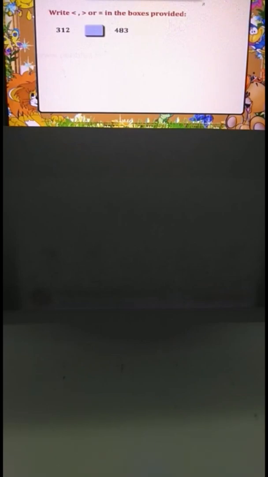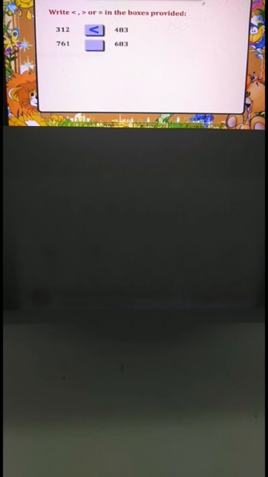First here we'll compare the hundreds place. One side is 3 in the hundreds place, the other side is 4 in the hundreds place. Now we know that 4 is greater than 3. So here our number 483 is greater than 312. So let us put the symbol of greater than.